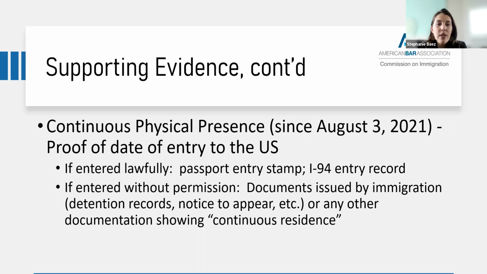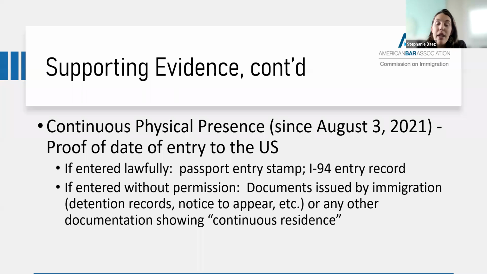And then your continuous physical presence residence, some of it overlaps with the continuous residence evidence, but also you can show if your client entered lawfully, a passport entry stamp showing when they entered into the United States, their I-94 entry record.